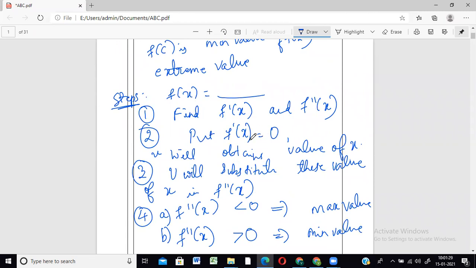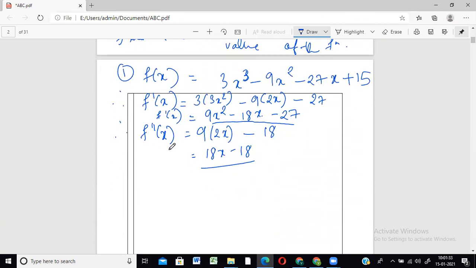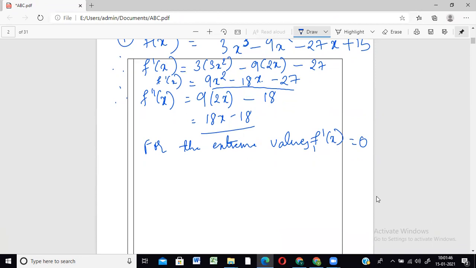Second step, you have to substitute first derivative equal to 0, f dash of x, right? What is that for? We are finding the extreme values, right? For finding the extreme values, we'll substitute f dash of x is equal to 0. Let me substitute f dash of x equal to 0. So what do we get on substituting f dash of x equal to 0? F dash x is 9x square minus 18x minus 27, which is equal to 0, correct?